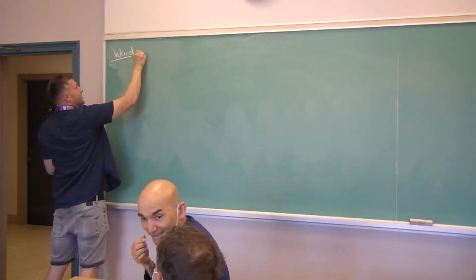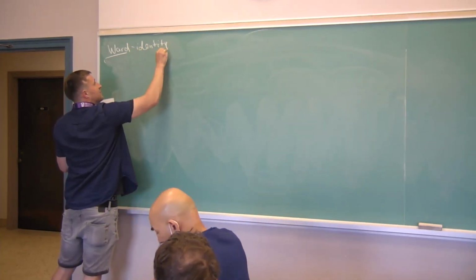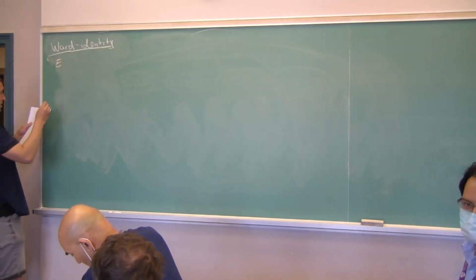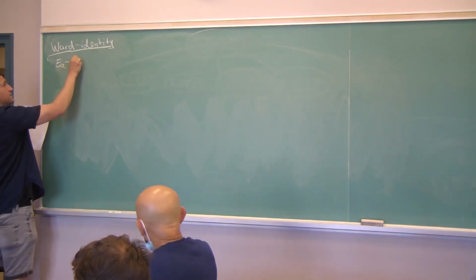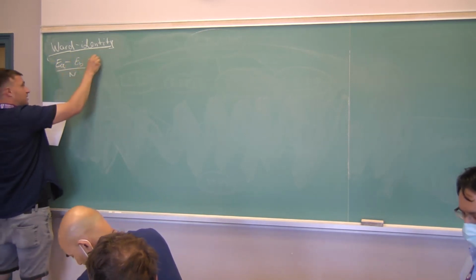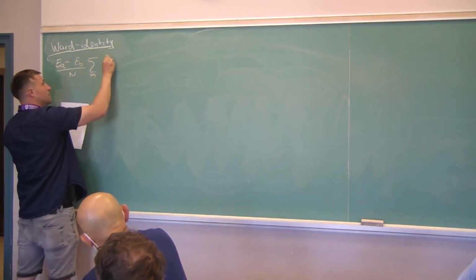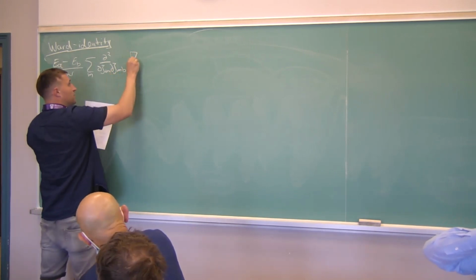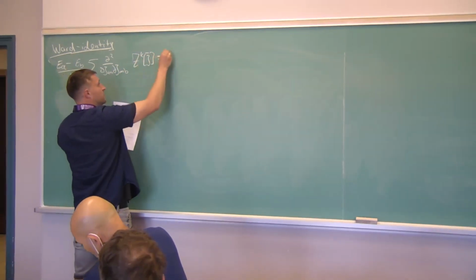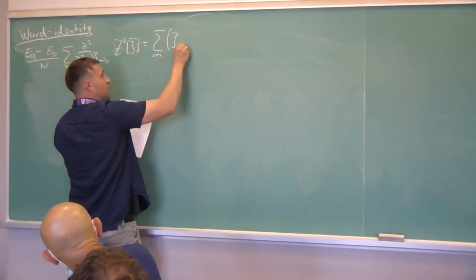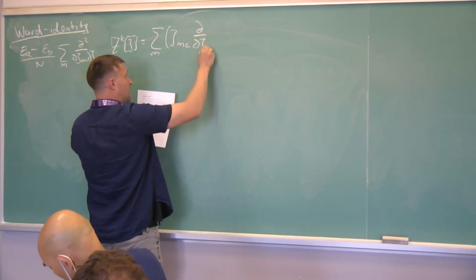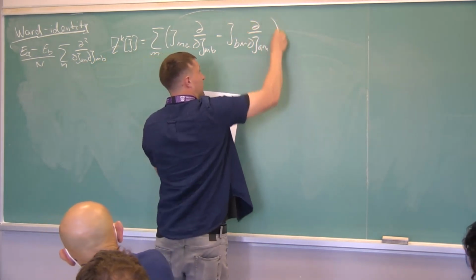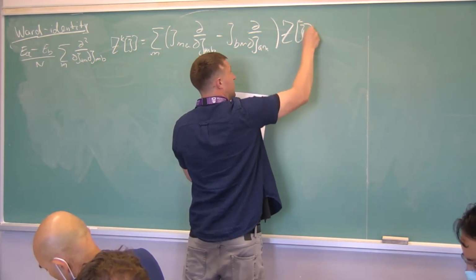Now the next thing is the word identity. So Reimer showed the word identity. I just write it down. It's also on the exercise sheet. EA minus EB over N, we have a sum over N, M squared DJAM, DJMB, ZKJ is equal to sum over M, JMA, JMB minus DBM, AM acting also on the JK.